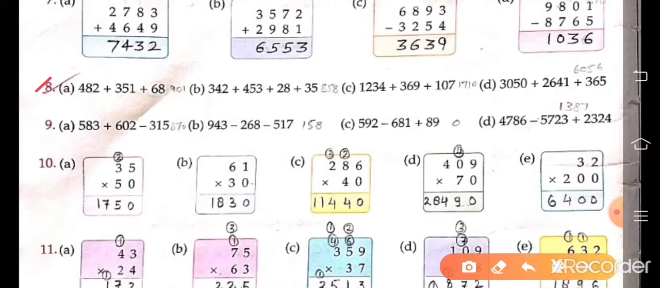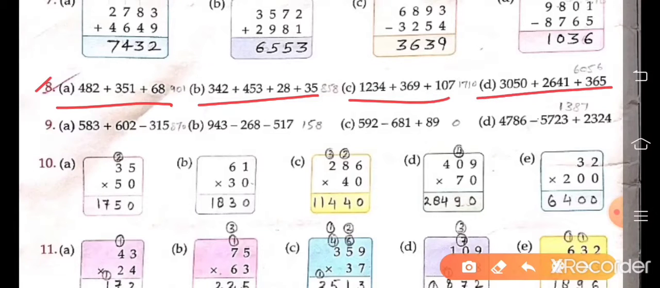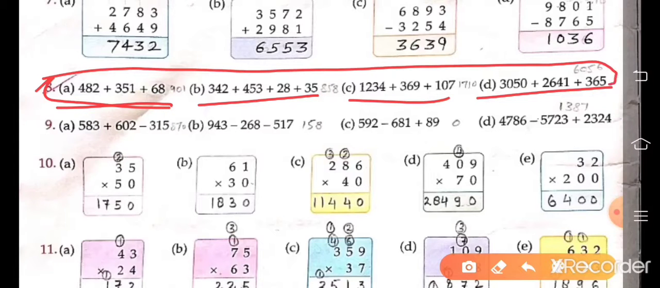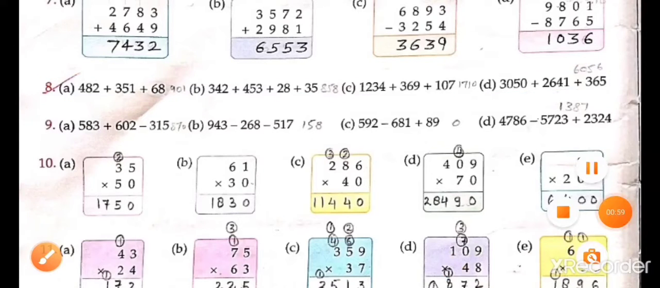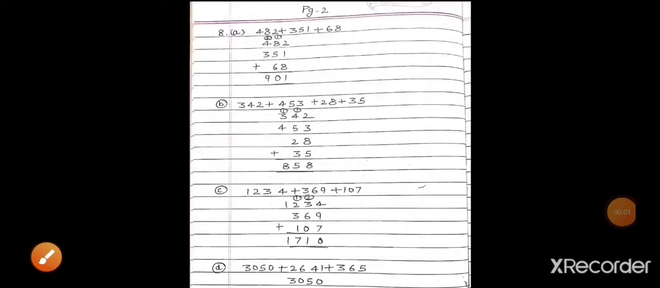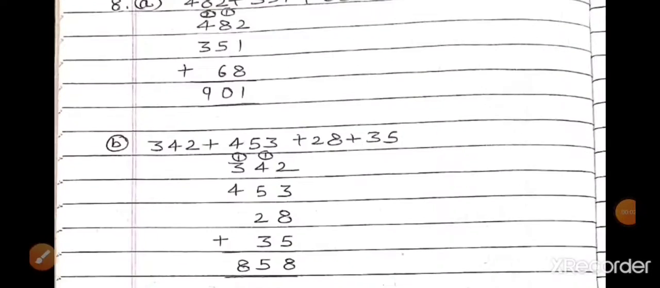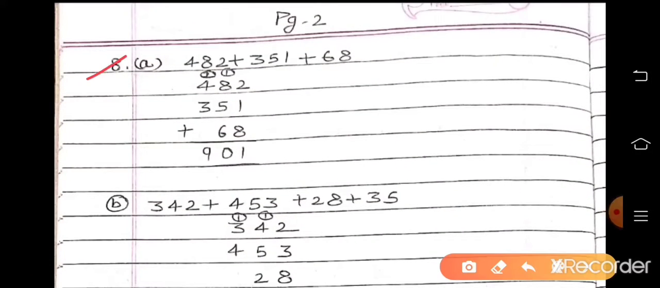Now question number 8. This work you have to do in your notebook. आपको ये वर्क नोटबुक में करना है. So take out your notebook. You have to do question number 8 in your notebook. So first write today's date and start writing.